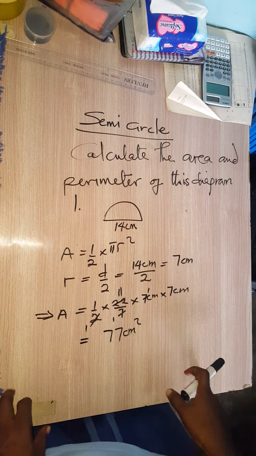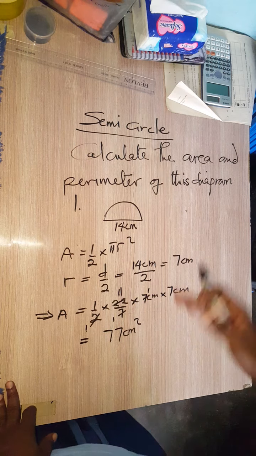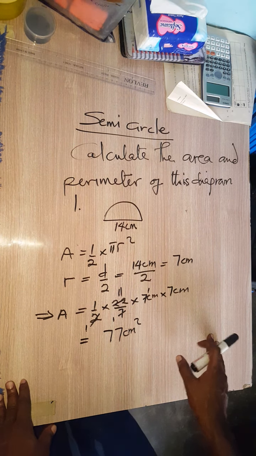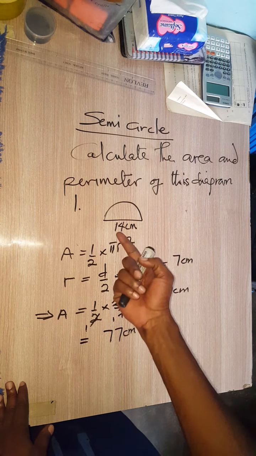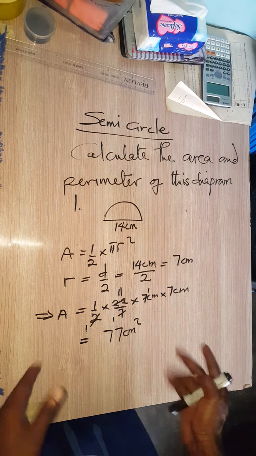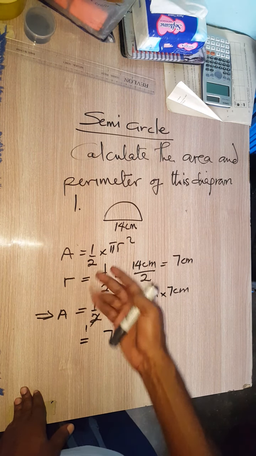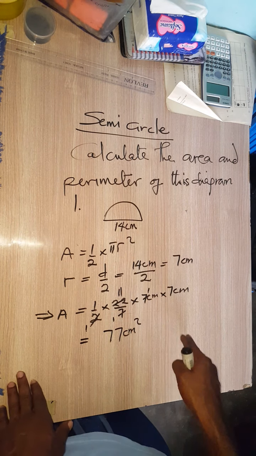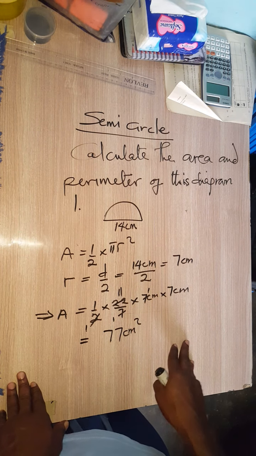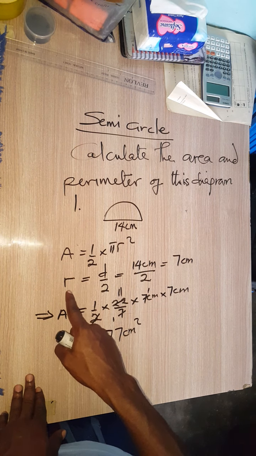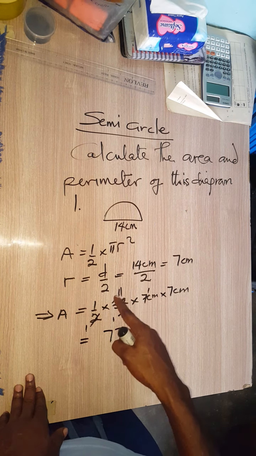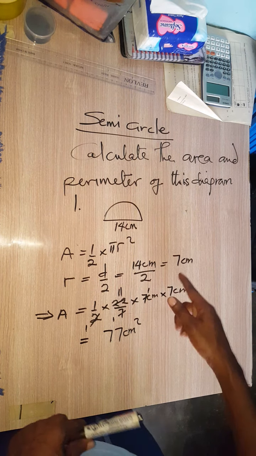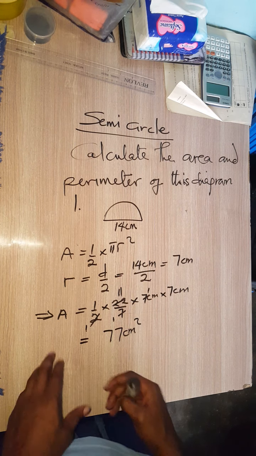Now, let's look at the question below. It says, calculate the area and perimeter of this diagram. We have been given the semicircle, and the diameter is 14 centimeters. To calculate the area, we write A equals 1/2 times pi r squared. Remember that when pi is not given to you, take 22/7. Now the r is diameter divided by 2, which is 14 centimeters divided by 2. And that will give you 7 centimeters.